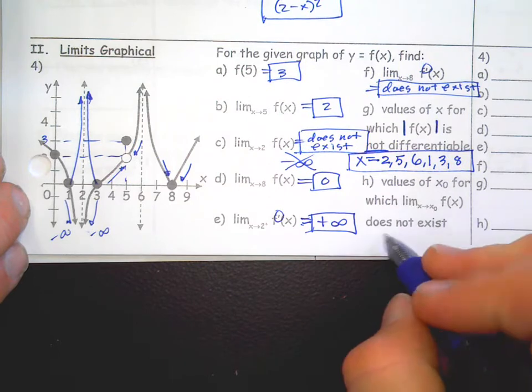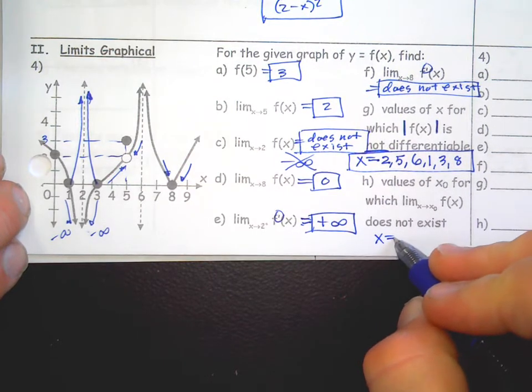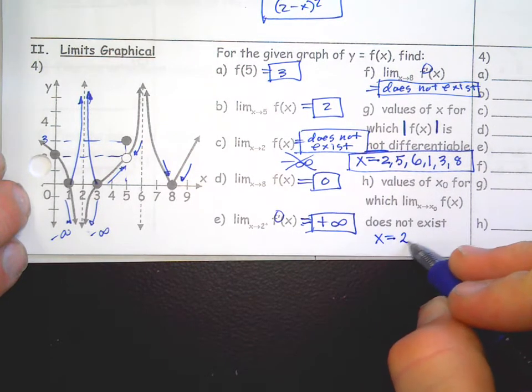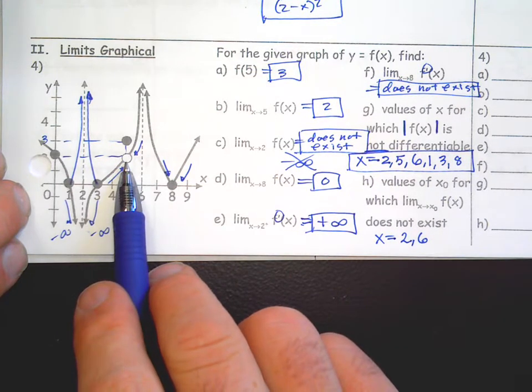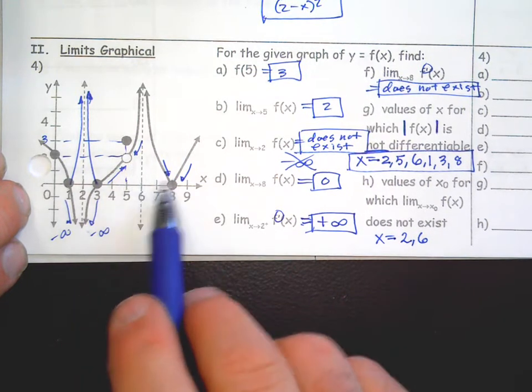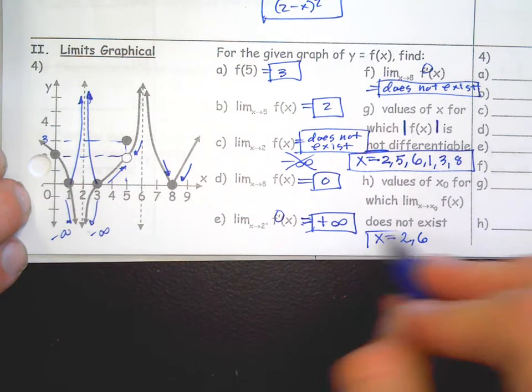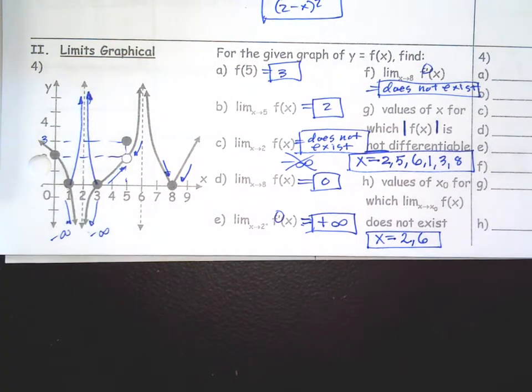So where does the limit not exist? Well, at 2 and 6. It exists at holes and jumps if both sides agree, and it exists at corners. So there you go. Those are all those answers. So those are going to be quick, but they're going to add up to a good chunk of points.